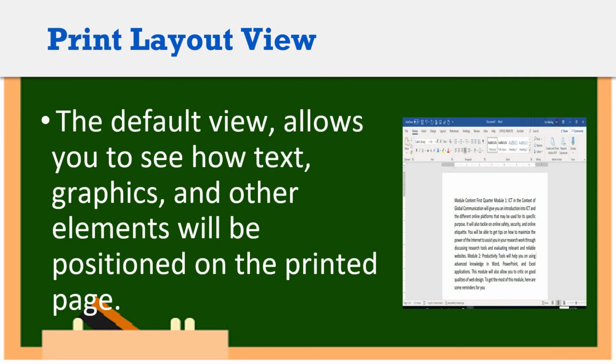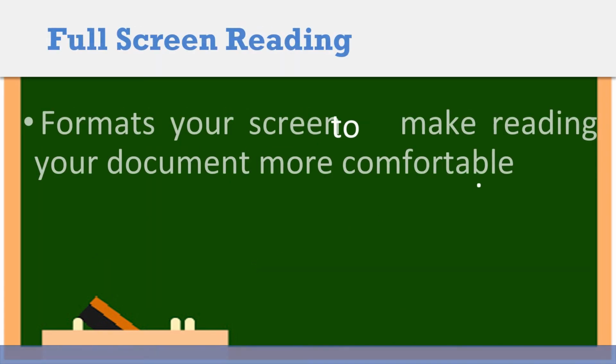Print layout view, so this is the default view, which allows you to see how text, graphics, and other elements will be positioned on the printed page. Next, we have the full screen reading, which formats your screen to make reading your document more comfortable.